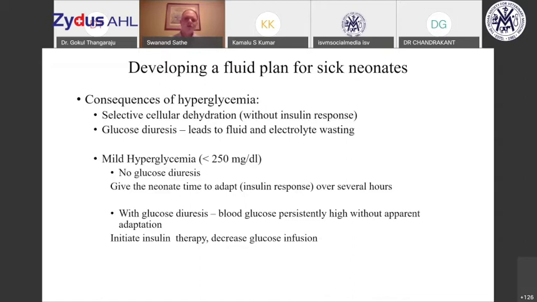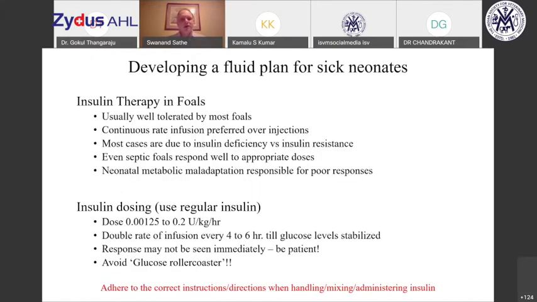However, if you have a foal with glucose diuresis, you can suspect that they have certain issues with adaptation. They may have a slow insulin response or a zero insulin response, and that's when you decide to initiate insulin therapy. Remember, even though you're initiating insulin therapy, you're not stopping your glucose infusions. You have to reduce the amount of glucose that you infuse in these foals. However, zero glucose infusion does not do these foals any good, because they are dependent on this glucose for nutrition, right?